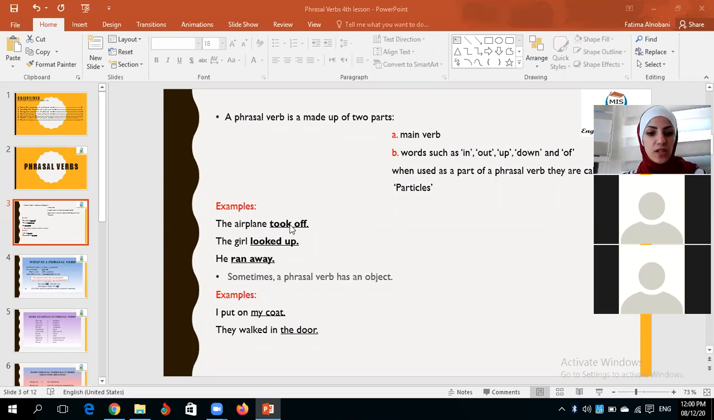Now you have to pay attention here. For example, took off: took is the verb and off is the preposition, but in this case we call it particle. In phrasal verbs, even in the questions, we're not going to tell you where is the verb, where is the preposition. We're going to say where's the particle. The girl looked up. Looked is the verb and up is the particle. Ran is the verb and away is the particle.